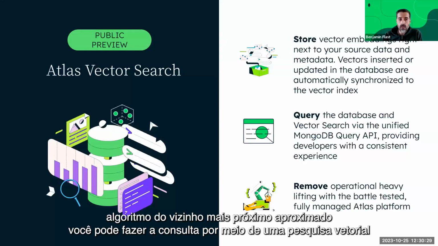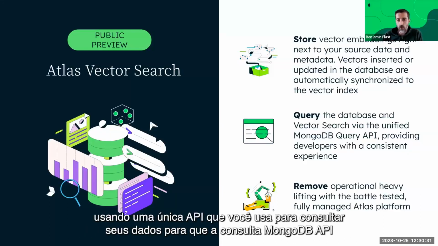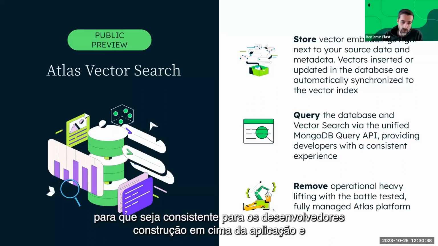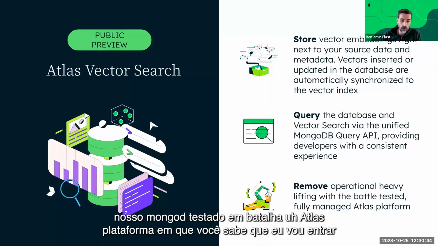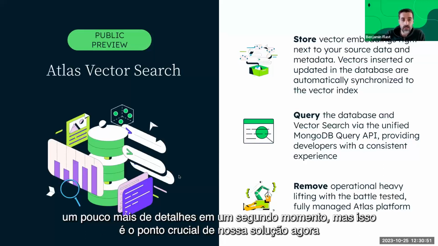You get to query by vector search using a single API that you use to query your data, the MongoDB query API. So it's consistent for developers building on top of the application. And lastly, vector search removes all of the operational heavy lifting in the form of our battle-tested MongoDB Atlas platform, which I'll go into a bit more detail in a second. But this is the crux of our solution.